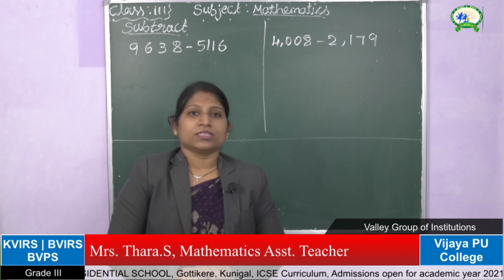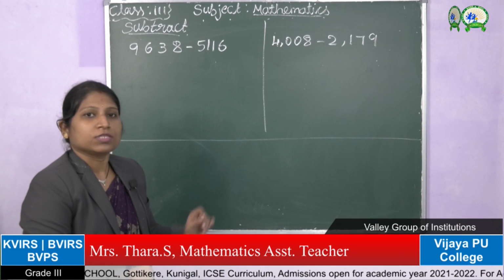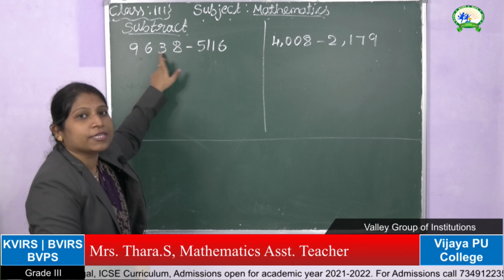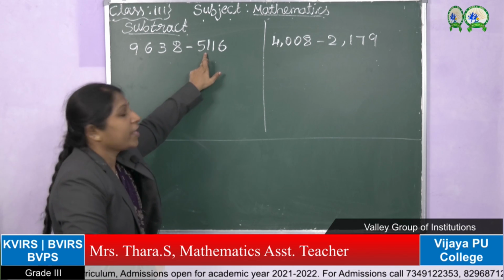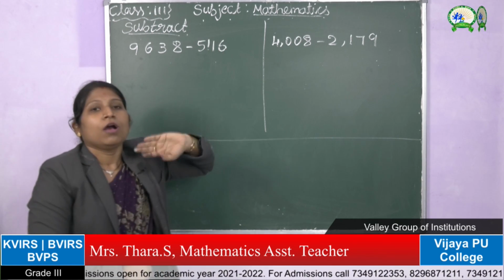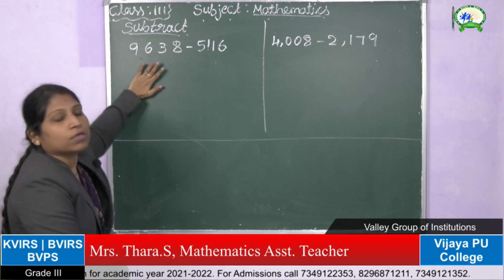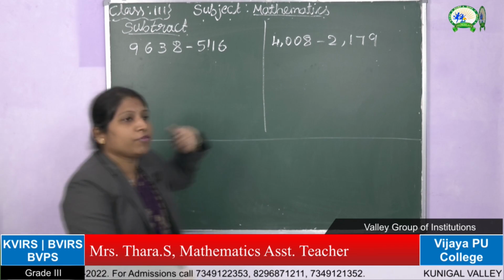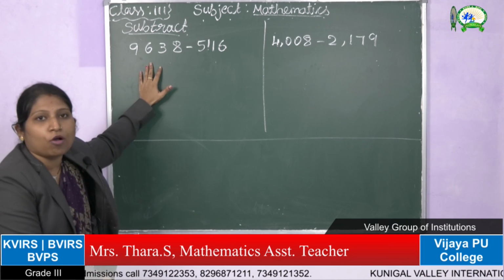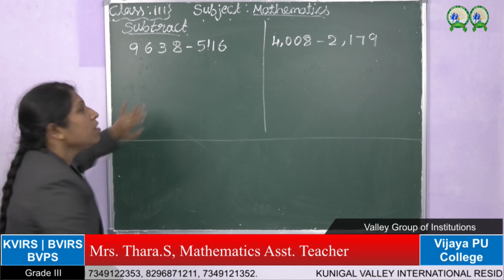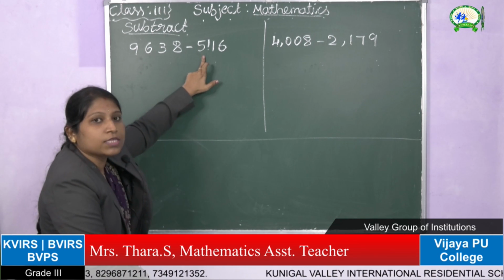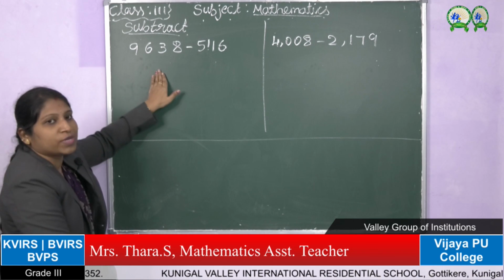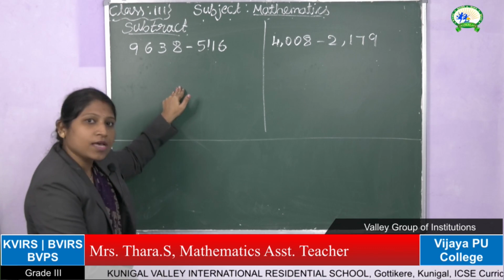So see children, we can see more examples about subtraction. See here, if they have given you 9638 minus 5116, how to subtract this one? The earlier one was with borrowing, this one is without borrowing, children. See carefully, we have to arrange them in a column according to their places. First numeral as first and second numeral as second.